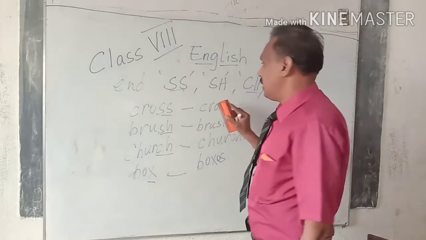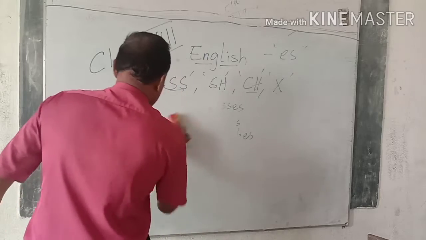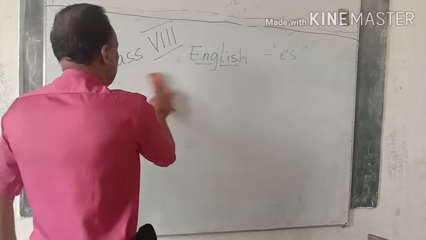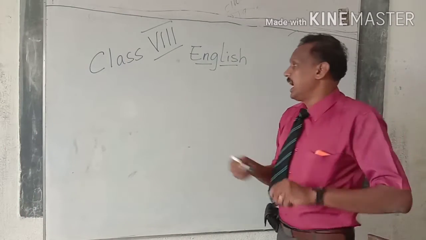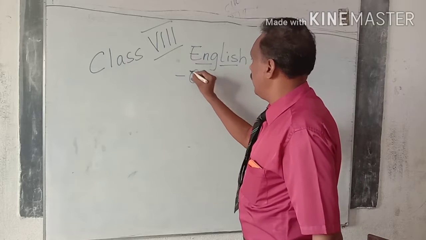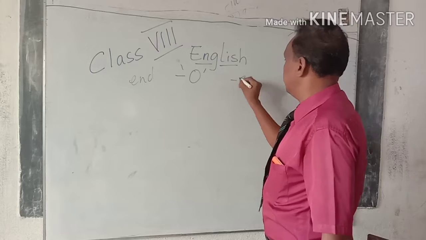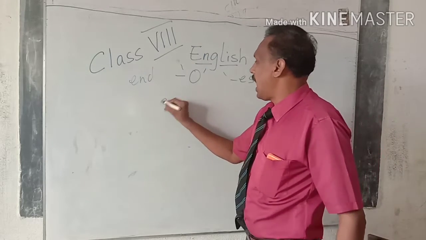Now, if you come to the next one, what do you have? Words ending with O. When it ends with O, they also take ES, but not in all the cases. Like for example, cargo.